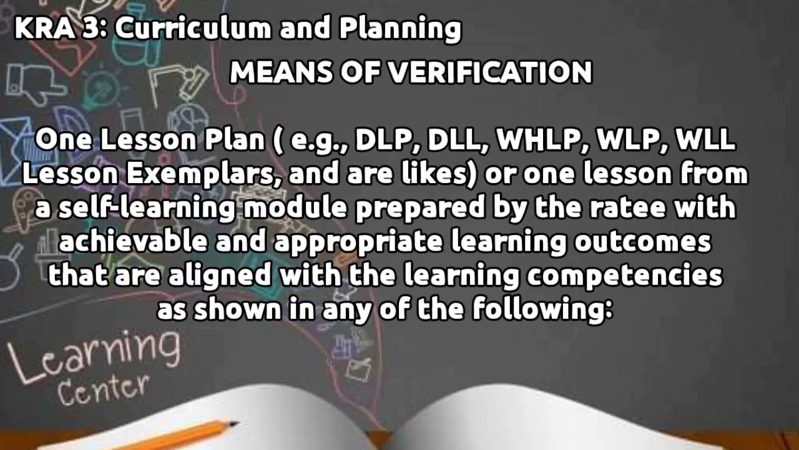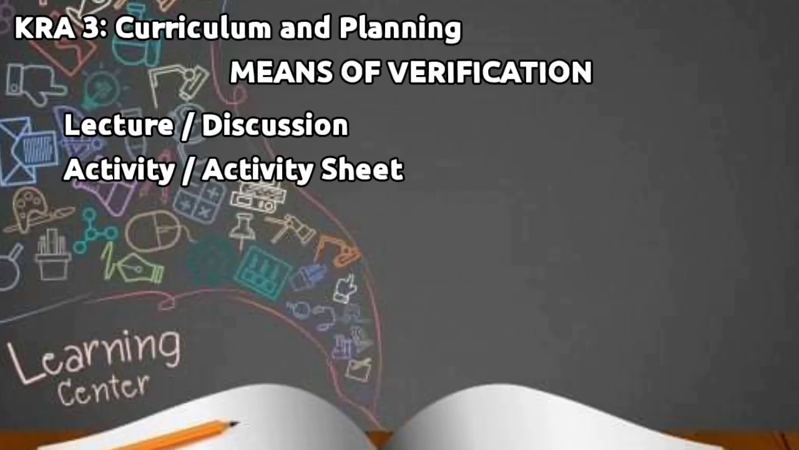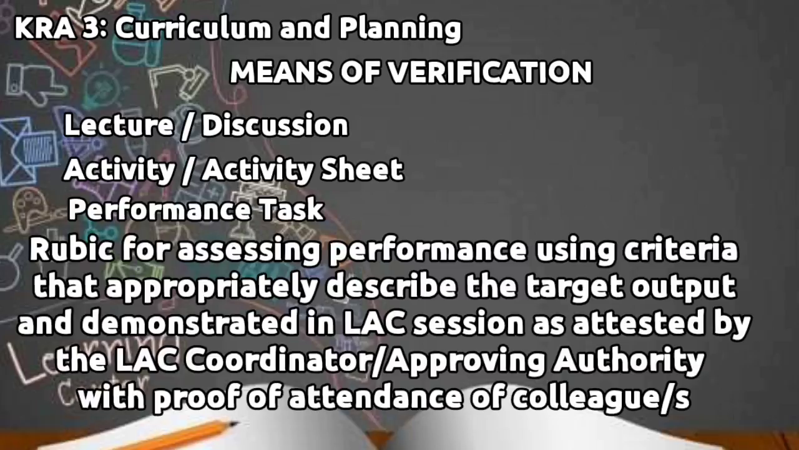Dito, the master teacher should prepare one lesson plan or one lesson from a self-learning module prepared by the master teacher that show achievable and appropriate learning outcomes that are aligned, of course, in the learning competencies. And it should be shown through lecture or discussion, through activity or activity sheet, through performance task or rubric for assessing performance using criteria that appropriately describe the target output. At the same time, demonstrated in a LAC session as attested by the LAC coordinator or approving authority with proof of attendance of colleagues.